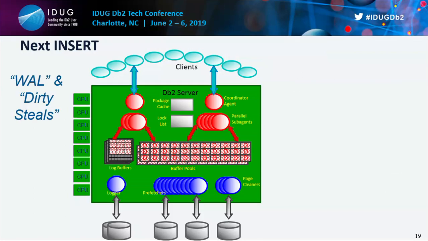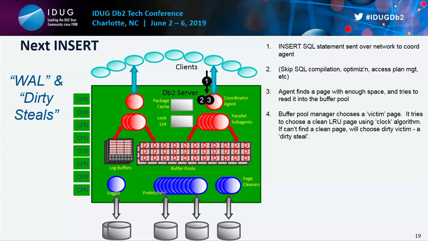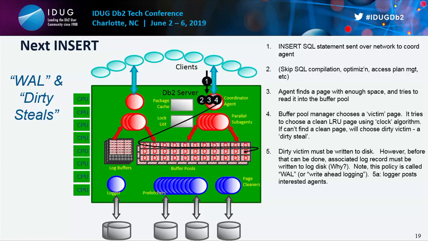You would end up with an agent trying to bring in a new page on the next insert. When he gets there, he's going to find that the buffer pool's all dirty and he can't bring in a new page. So he's going to have to write one of these pages to disk, right? And this ends up being an agent synchronous write. And like I said, if you ever see this, this is bad.